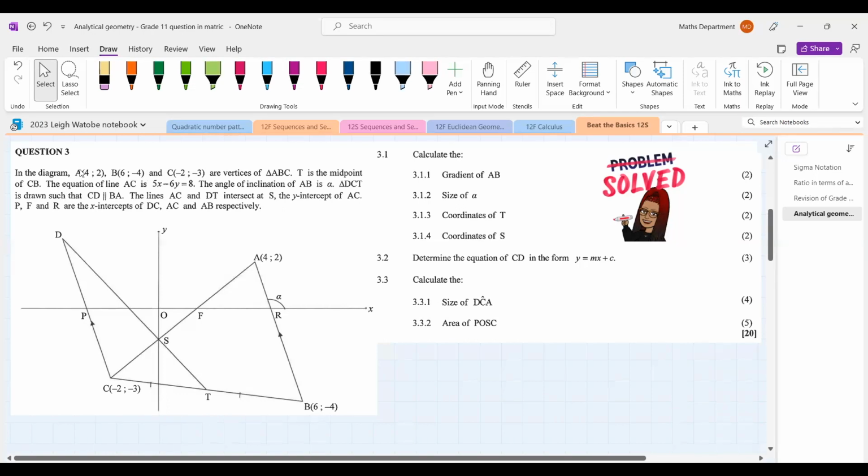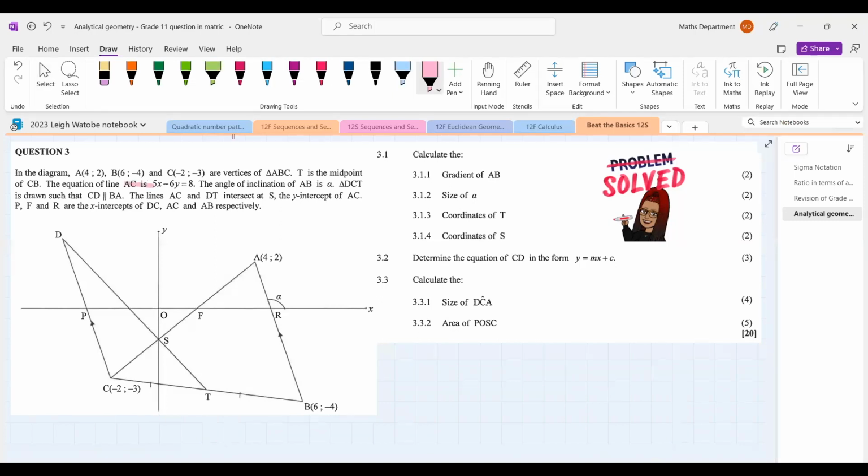So let's get started. They say to us that A, which is (4; 2), B, (6; -4), and C, (-2; -3) are vertices of triangle ABC. T is the midpoint of CB. The equation of line AC, so that's this line over here, is also given to us. Let's just highlight that for ourselves. So the equation of line AC is 5x - 6y = 8.